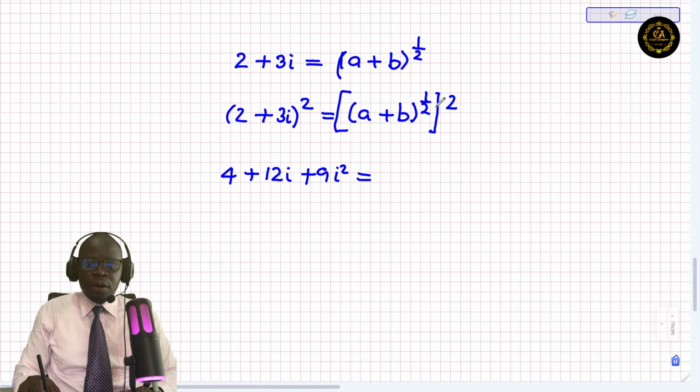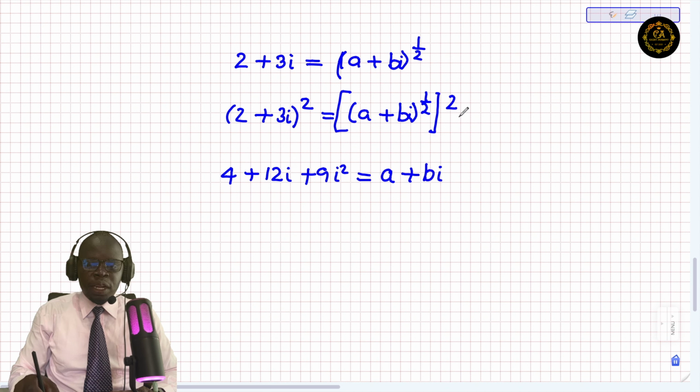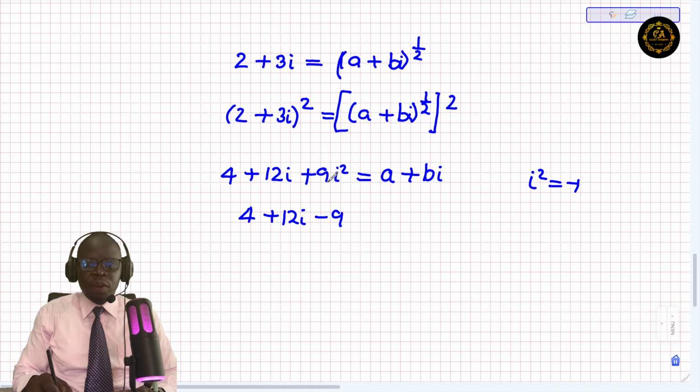Now, squaring this, multiplying these indices, we have it to power 1. We've forgotten one thing here. We have i as the imaginary part for this equation. Therefore, we have our a plus our bi, since the exponents are gone. Then here we have 4 plus 12i. This is minus 9, since our i squared equals -1. So -1 times +9, we get -9, equals our a plus bi.